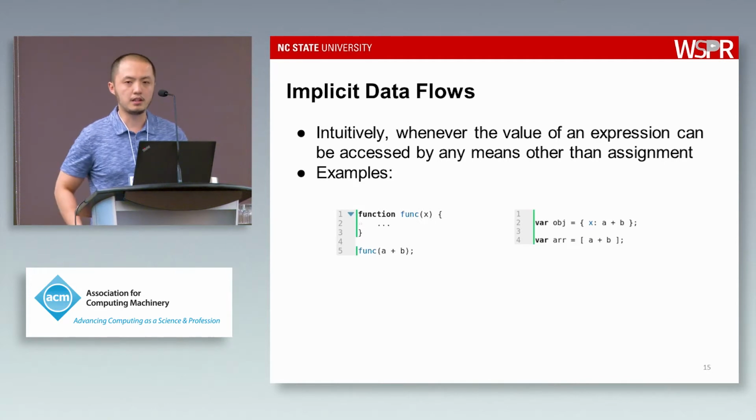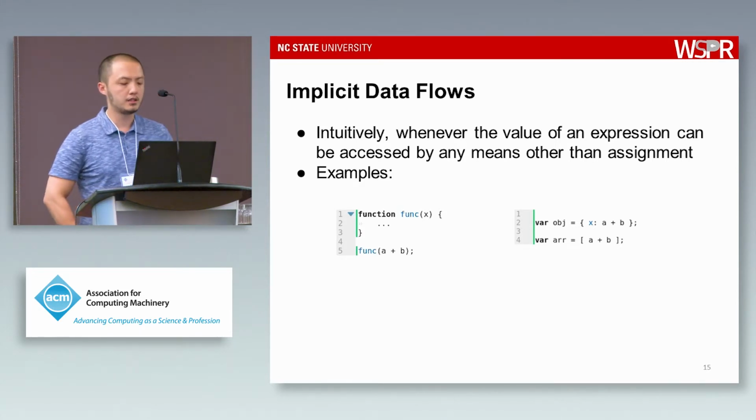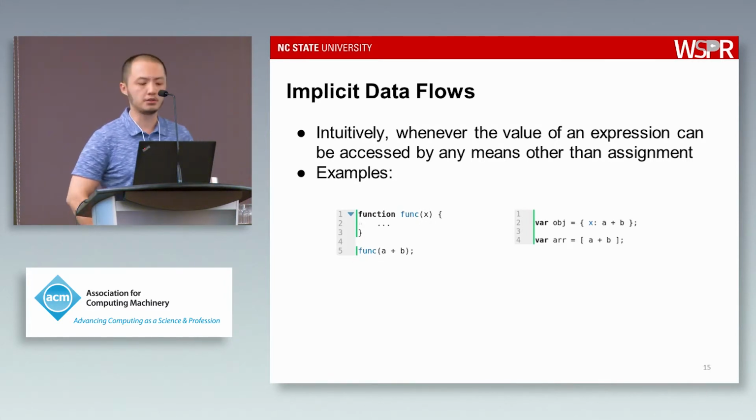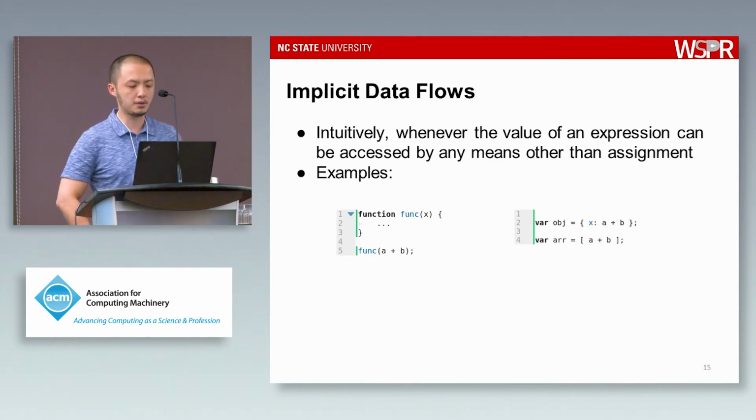So implicit data flows are introduced whenever the value of an expression can be accessed at the JavaScript source level by any means other than explicit assignment. So the first example of this would be a function call. So during a function call, the expressions that define the values of the actual arguments are evaluated first, and then their resultant values are given to the formal arguments of the function. And the second example would be an object literal definition, as we have seen before. So in such cases, the expressions that define the values of the object's properties are evaluated, and then their values are assigned to the object's properties. And this is also similarly the case for array literals.